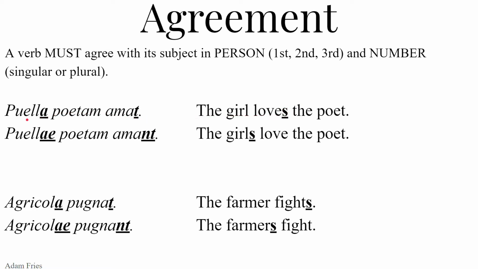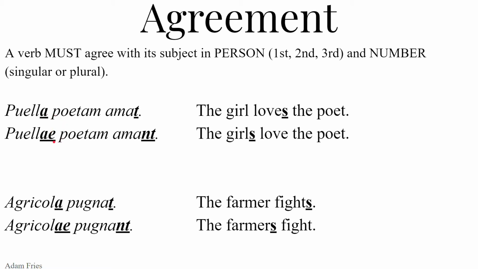In Latin, puella poetam amat, we have puella, the A ending, the nominative singular ending. Poetam, there's the accusative, which will be explained shortly as the direct object. And then amat, the T, because puella is third person singular, the verb must have a third person singular T, the -at ending.